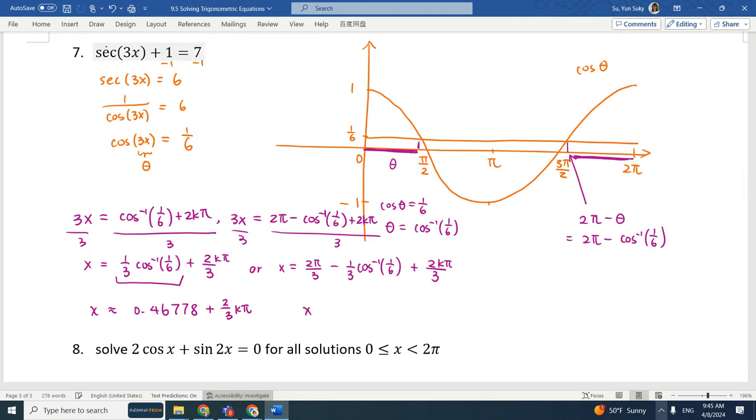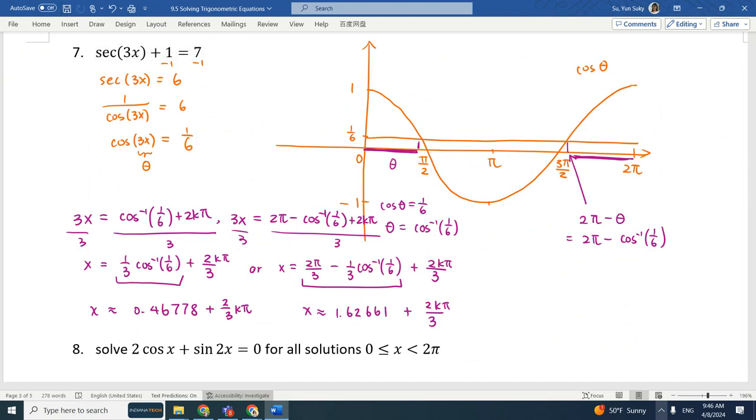And then the next number. You see the first two terms are constant, so you can compute them, and I got 1.62661, plus 2k pi over 3. So this is all the solutions. Is that clear, everybody? Now, when you see secant or cosecant, change them in terms of sine and cosine. Then you can use the sine, cosine graph.